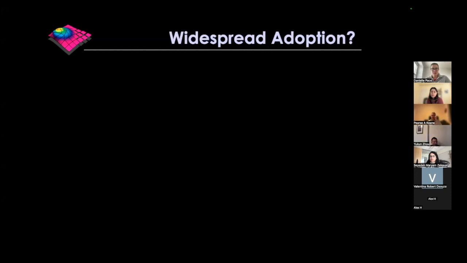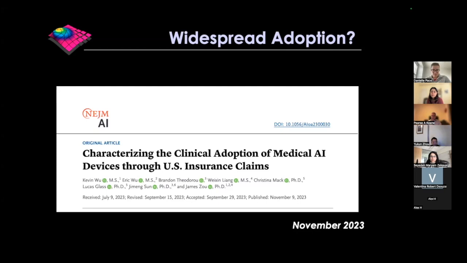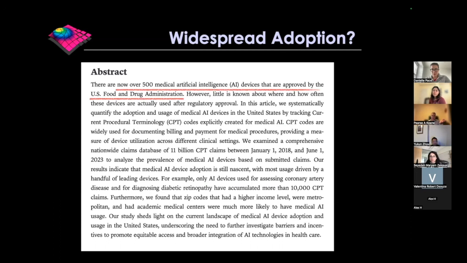Now, having said all that, the fact of the matter is there isn't really widespread adoption of these systems. And so I'm sure many of you will have seen this very nice paper from Yukun Zhou and colleagues that came out in New England Journal of Medicine AI just a few weeks ago. And it was about the clinical adoption of medical AI systems. And they looked at it through CPT billing claims in the US. The nice thing about this paper was they actually looked at over 500 FDA-cleared AI devices, and they looked at a database of over 11 billion claims between 2018 and 2023.